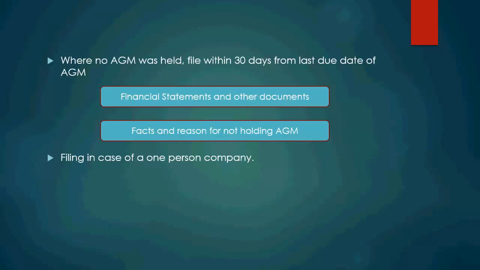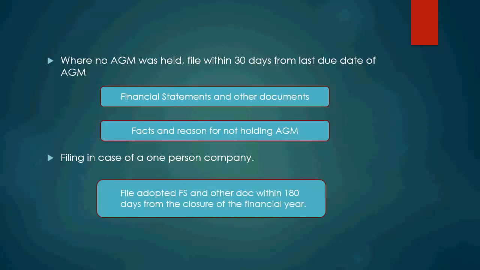So Companies Act 2013, section 137 again clarifies this doubt. What it says is that in case of a one-person company, the balance sheet or the financial statement, the adopted financial statement, and all the other related documents will be sent to the ROC within 180 days from the closure of the financial year. Mark my words, it is 180 days. That is equivalent to 6 months, somewhere close to 6 months, right? From the end of the financial year, that is the time period given to you within which you will have to submit the documents to the ROC.